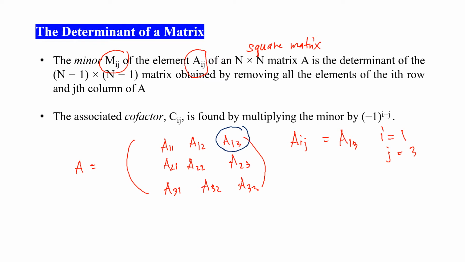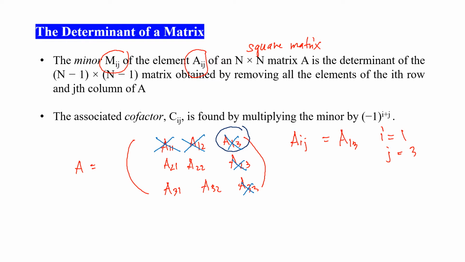So we remove the elements of the ith row. That's the first row. So what we are going to do is remove this one, so let's just cross this out. Let's cross this one, and let's also cross this one, because you're going to remove all the elements of the first row. Next we're going to remove all the elements of the jth column, that is the third column. So we remove this one and we remove this one. We are just left with 4 elements.